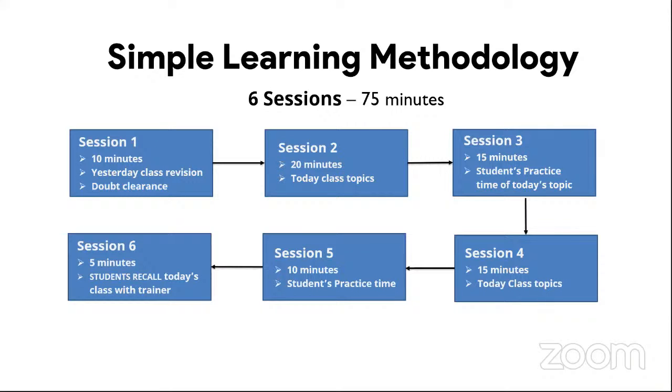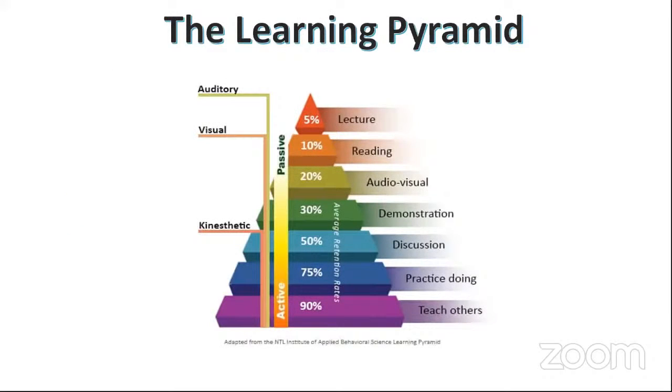Students recall. Why we are having that session 6 is, if you see this learning pyramid, with demonstration and discussion, you will get only 50% of the knowledge. Only if you teach others, you will get 90% of the knowledge. We want everyone in our AP trainings to get maximum knowledge. That's why we are having session 6. If you teach back the concept which the trainer taught you, you won't forget. So that is our motto. We want everyone to get maximum knowledge. If you teach others, you will get maximum knowledge in a short period of time.